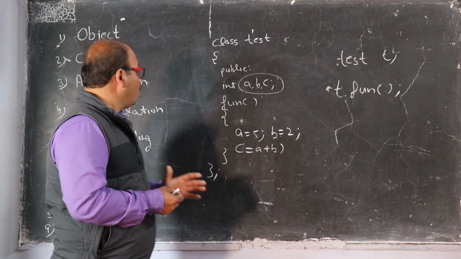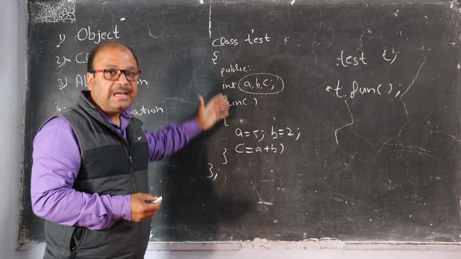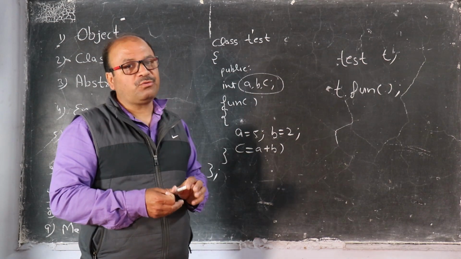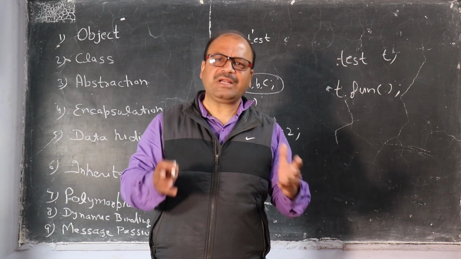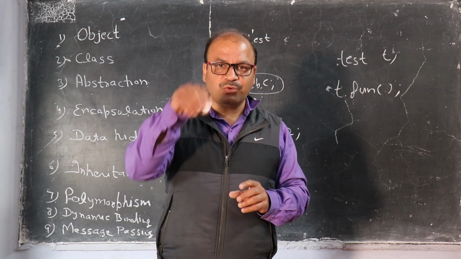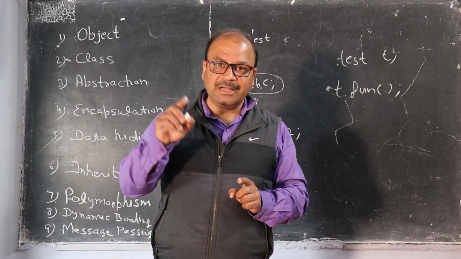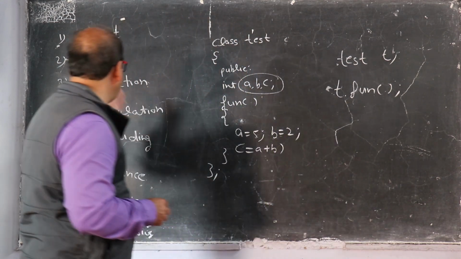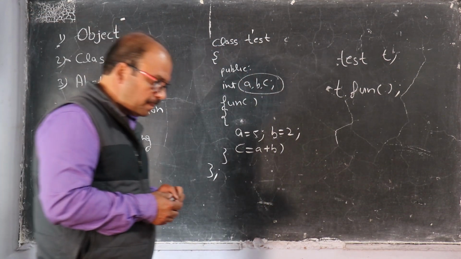Abstraction is what? We are accessing the detail written inside the class through the object of the class. We don't know the detail, what is written inside the class. We use the object of the class to access the data member and member function. So this is called the abstraction.